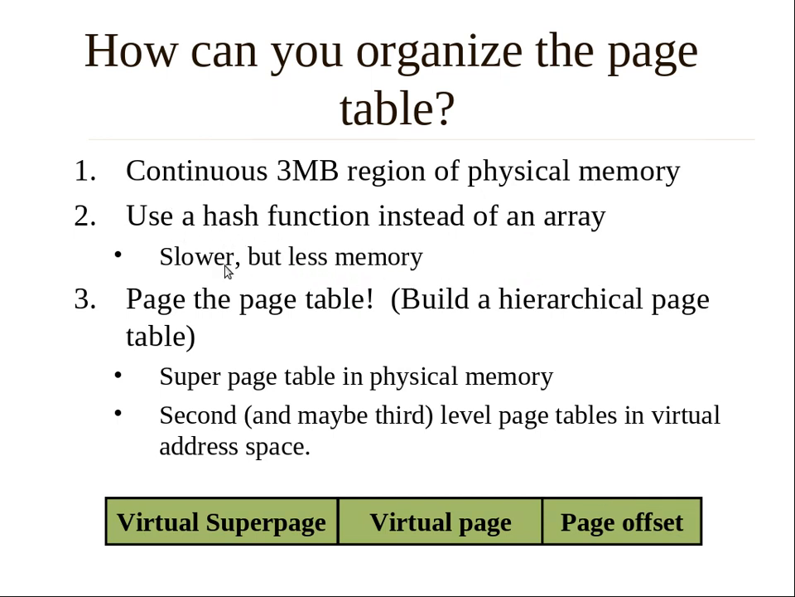So we could use a hash function instead of an array. It's slower but uses less memory, and this is an idea but not something we want to use, because for those of you who are going to take operating systems, a hash table is way too slow. So we just page the page table. In other words, we add another level of indirection. So we have the super page table and the virtual page table.